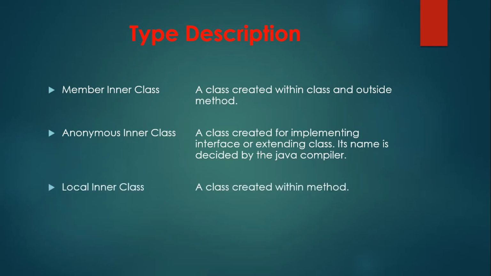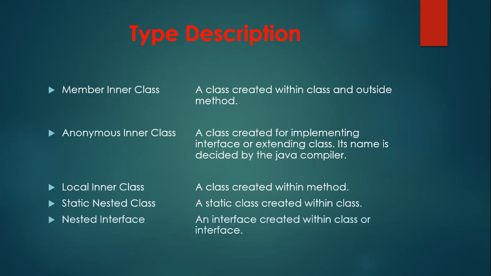Next is the local inner class. If a class is created within a method, we can say that it is a local inner class, just like we make a local variable. In a similar way, if we make a local class inside a method, then we call it a local inner class. Static nested class: a static class created within a class is known as a static nested class. Nested interface: an interface created within a class or interface we call a nested interface.